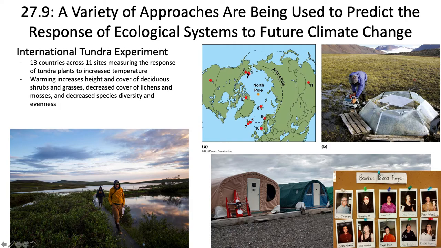At these areas, they've been measuring the response of tundra plants to increased temperature. They've been doing experiments where they increase the plant level air temperature by 1 to 3 degrees Celsius, which is in the range of predicted and observed warming for tundra regions. So they've created small scenarios that have increased the surface temperature to mimic what might happen in the future.